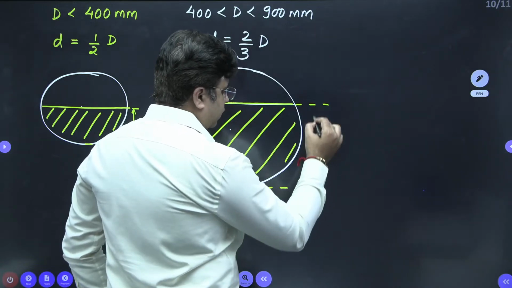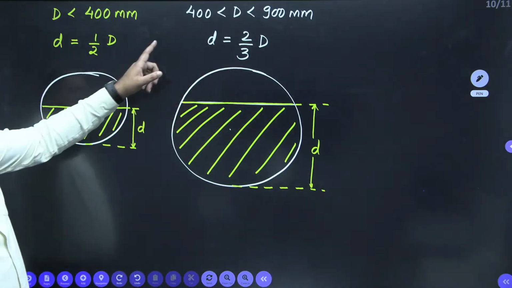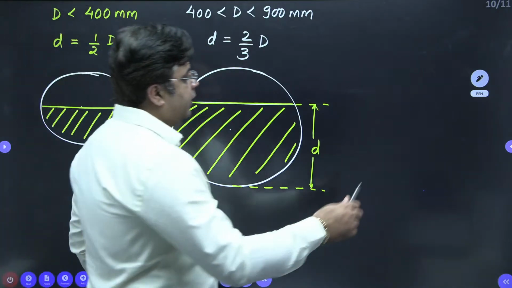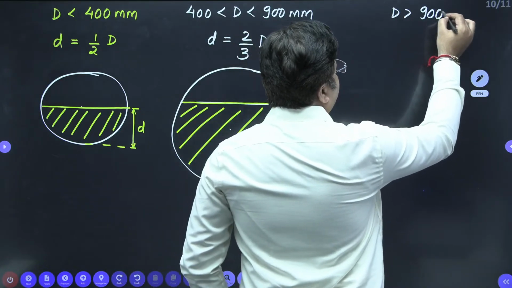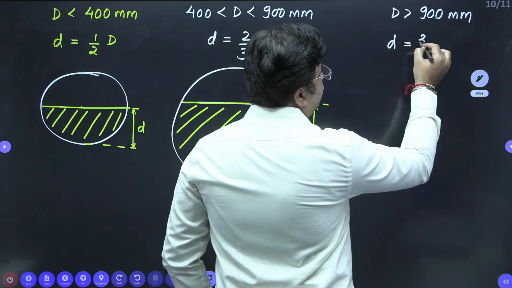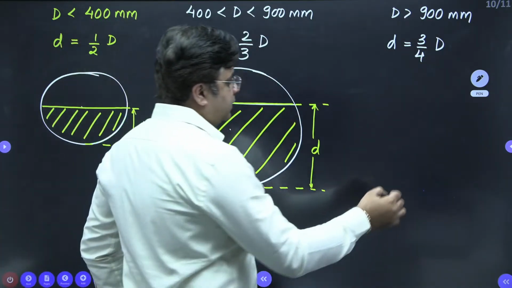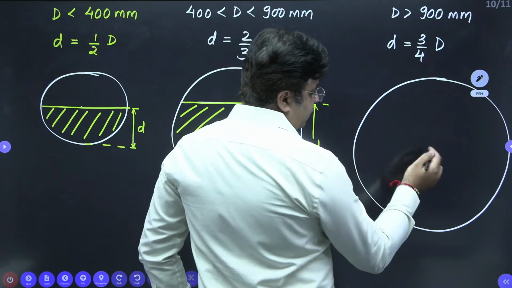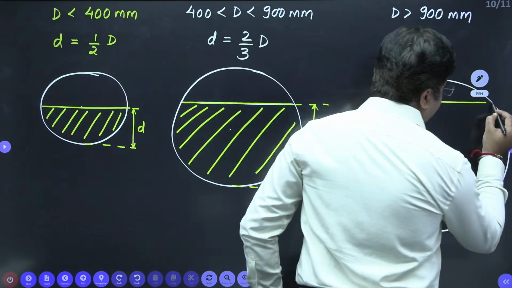This is my depth of flow. So when the size of the sewer is between 400 to 900 mm, they are designed to run 2/3 full, right? Next, if the size of the sewer is more than 900 mm, then they are designed to run 3/4 full. Means if this is my size of the sewer, okay, this is my center point, then they are designed to run 3/4 full. It means that this is the depth of flow.